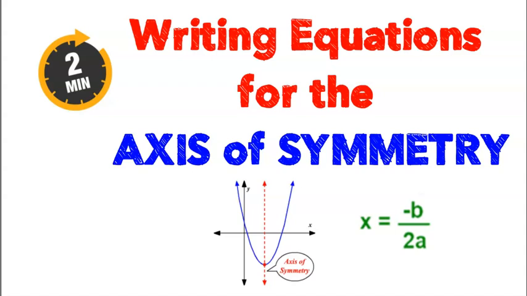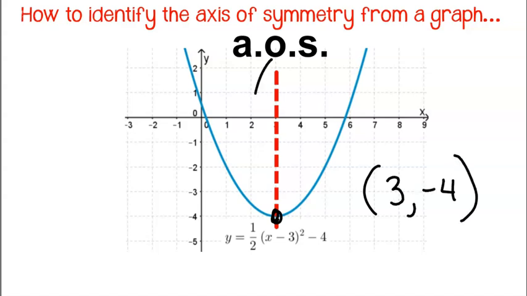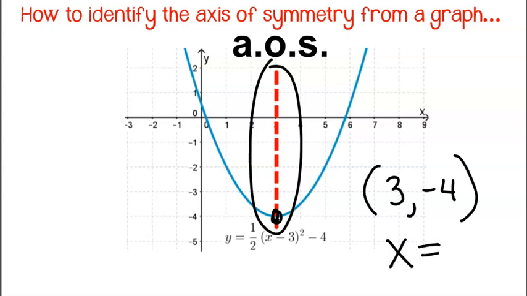How to write the equation for the axis of symmetry. The axis of symmetry is the imaginary line that crosses through the vertex of a parabola. In this example, the vertex is located here at (3, -4). So the equation of this vertical line would be x = 3.